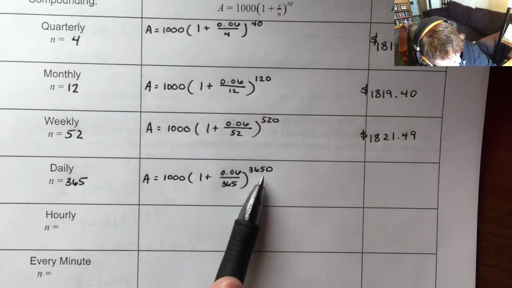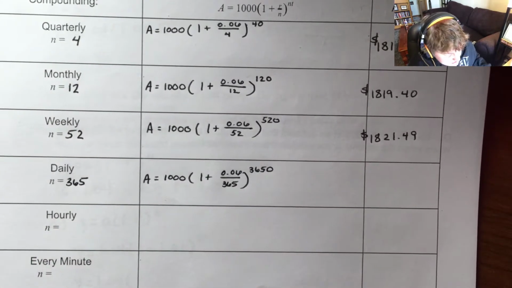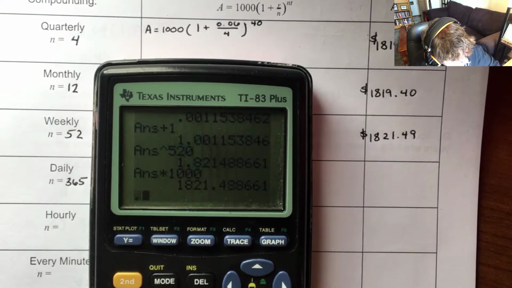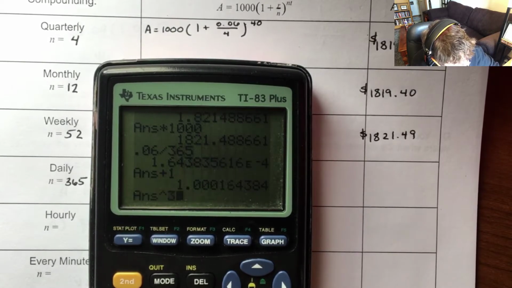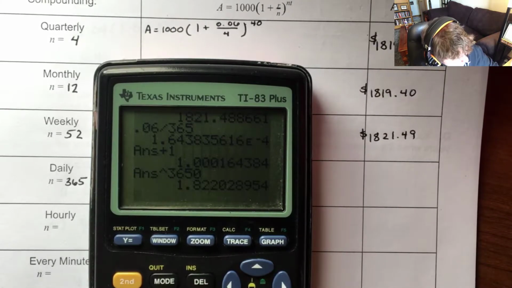All right, and then this is 365 times 10, because that's the amount of years we're going for. So 0.06 divided by 365, plus 1, to the 365 times 10, or 3,650th power, times 1,000.